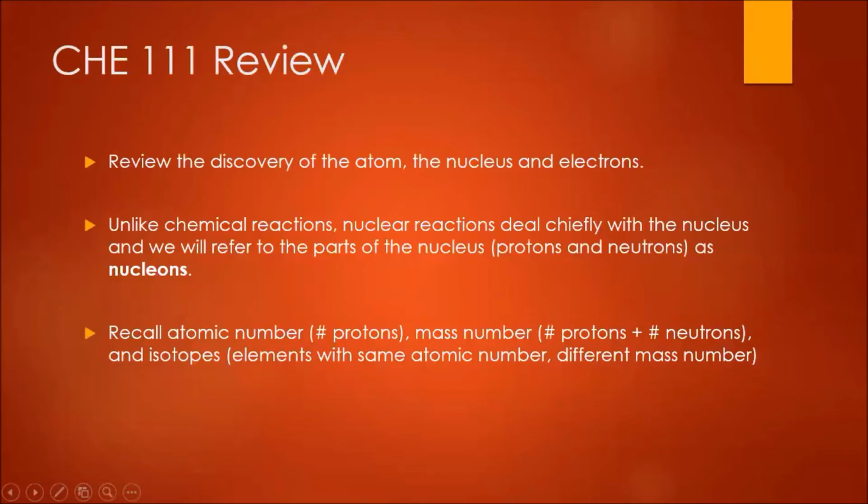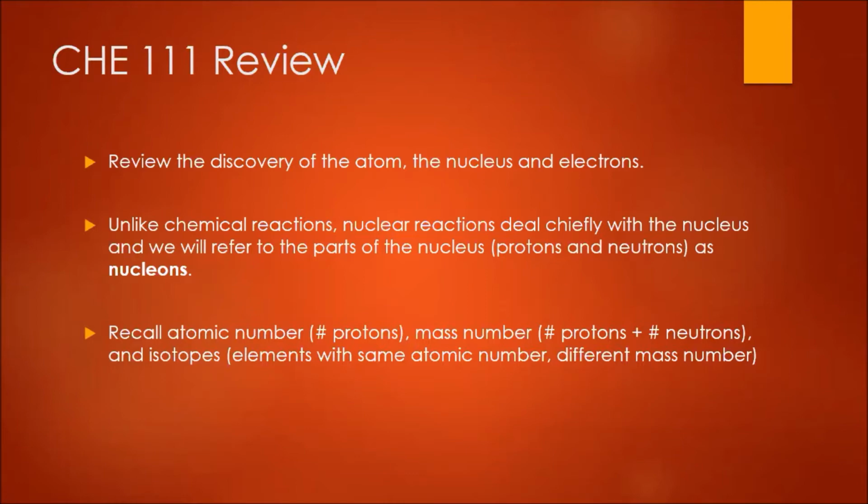So, back in Chemistry 111, we just talked about the discovery of the atom, the nucleus, the electrons. And when we talked about that, we mostly focused on the electrons because in all of our chemical reactions, electrons were where it was at. But in nuclear chemistry, we really need to focus on the nucleus itself. That's the nuclear reactions. So it's going to worry about the protons and neutrons together. And together, those are known as nucleons.